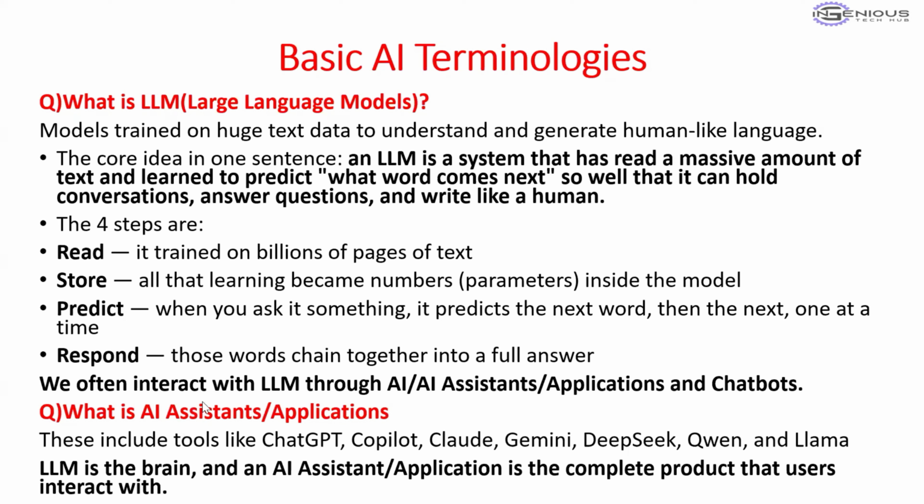Welcome back. Last session, we talked about LLMs and AI assistants, right? These are the AI assistants or applications. An LLM is a brain, and an AI assistant application is the complete product that the user interacts with.